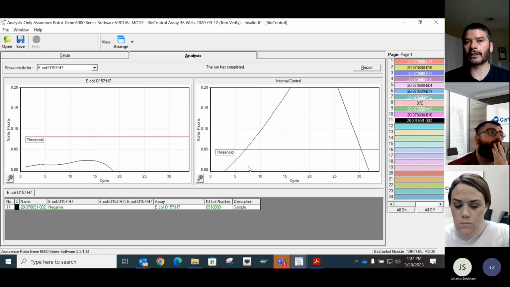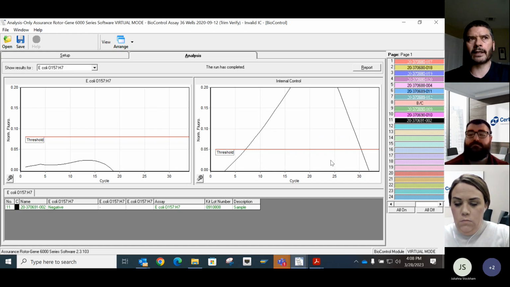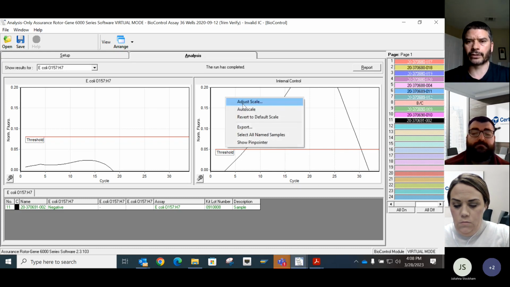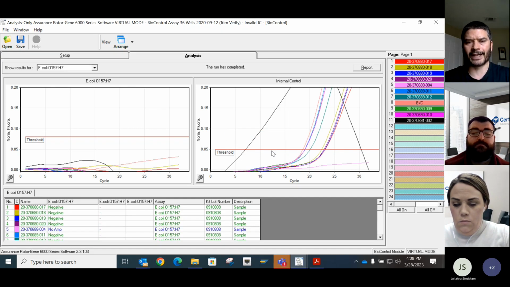Like I said, it really follows the same logic as what you look at in your target. You can see inhibition in the IC, which will essentially give you more of what we would, in comparison, think of as late positives, where they do amp, but they cross the threshold late. That's usually due to matrix inhibition. But those are still valid negative results, just like you have valid positives that cross late.